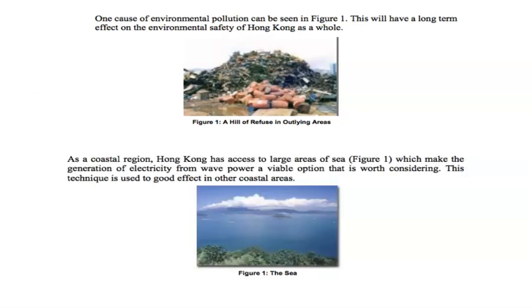Another problem that you can see in use of images is that you include vague photos. So avoid vague photos. An example of that is right here. As a coastal region, Hong Kong has access to large areas of sea, Figure 1. So if you look at that, this is just a picture of the sea. It doesn't add anything to your essay. Instead, if I were to use this caption, what I would do is include an image of what the generation of electricity from wave power would look like in other coastal areas. But just including a random photo of the sea does not add anything to the writing itself. So the main takeaway from this slide is to make sure that your images always add something to your paper, and then also that they cannot stand alone, that you always engage with them.